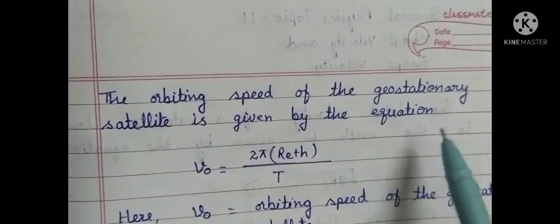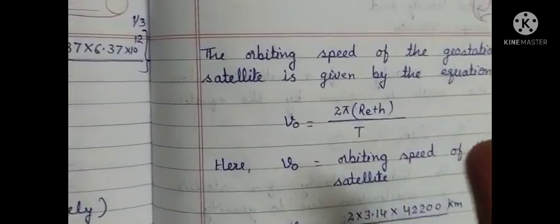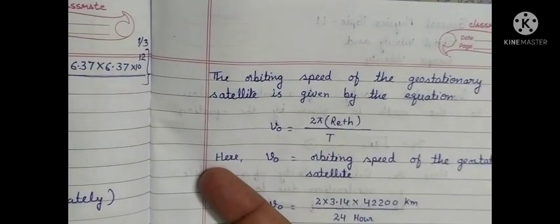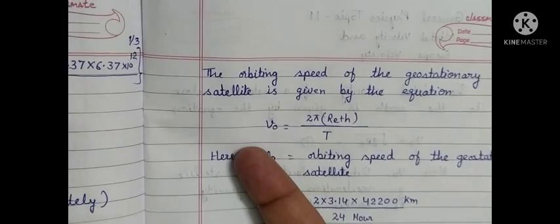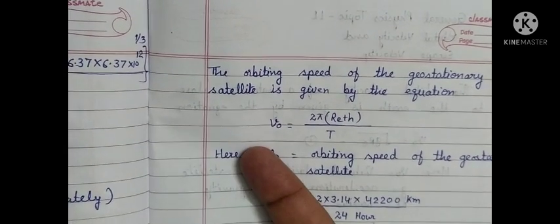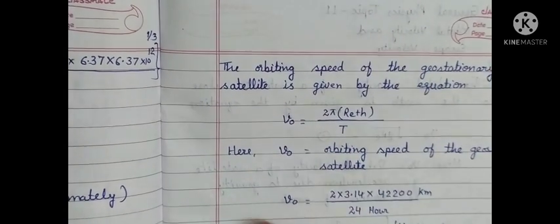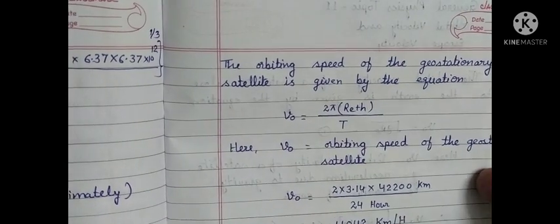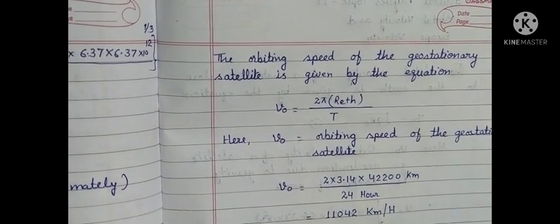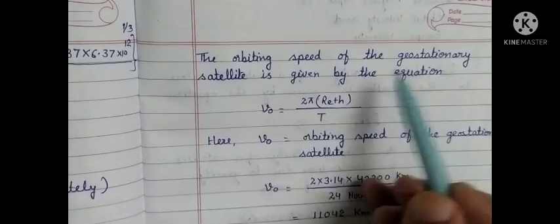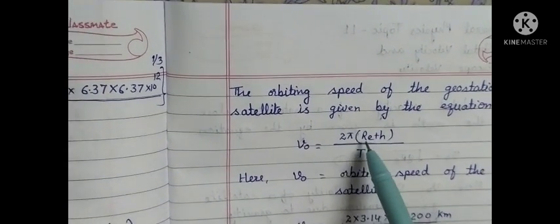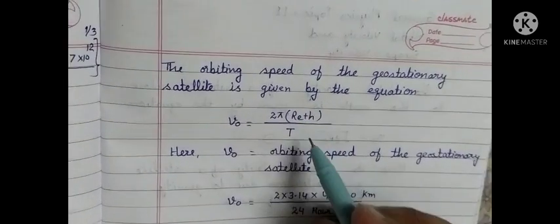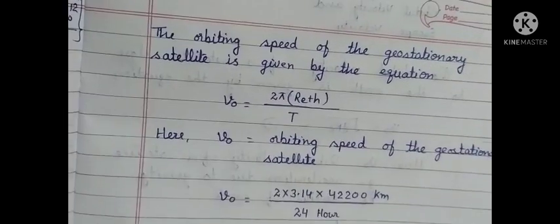The orbiting speed in this case we can also calculate. First I calculated at what height, so height is about 36,000 kilometer. Now I have to calculate what will be the speed of the satellite with which it is revolving around the Earth at a height of 36,000 kilometer. So orbiting speed of the geostationary satellite is given by the equation V naught is equal to 2 pi (RE plus H) divided by time period.